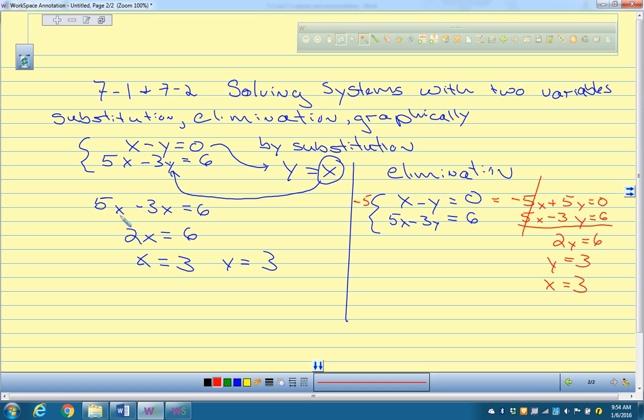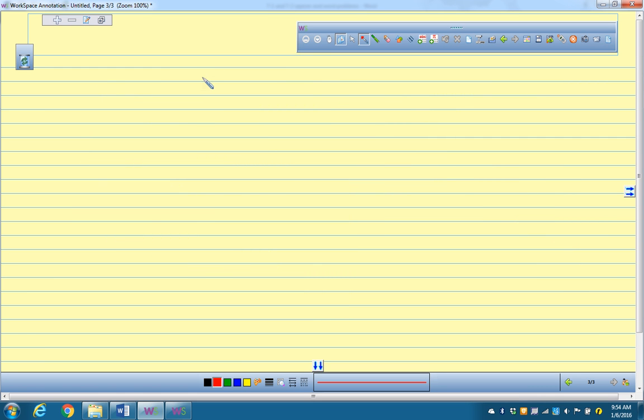What if, graphically. Same thing graphically, okay? So I'm going to take the same equations, and I'm going to solve it graphically. x minus y equals 0, and 5x minus 3y equals 6. And you want to do this graphically.